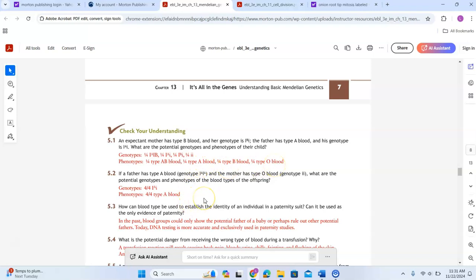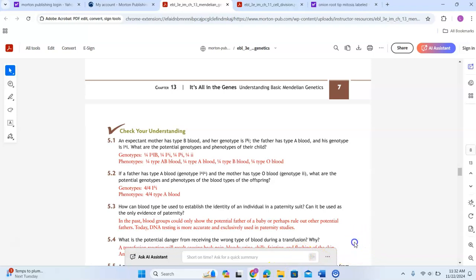Then for 5.2, the genotype of the father is I^A I^A, and the genotype of the mother is little i little i. You don't even have to do a Punnett square for this one, because both the father and the mother only have one allele to give. The father can only give the child an I^A. The mother can only give a little i. So all of their children are going to be heterozygous, I^A little i, and they're going to have type A blood.